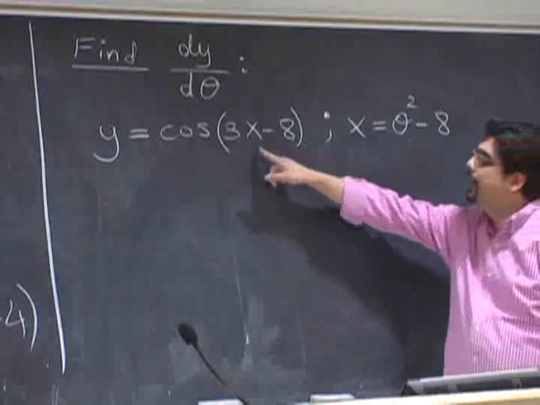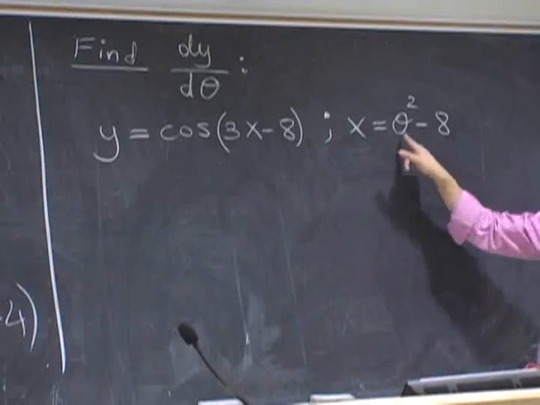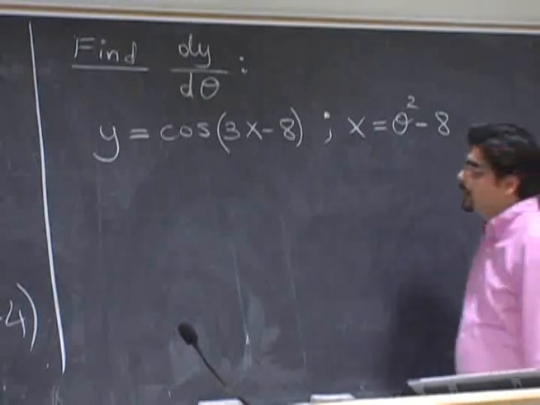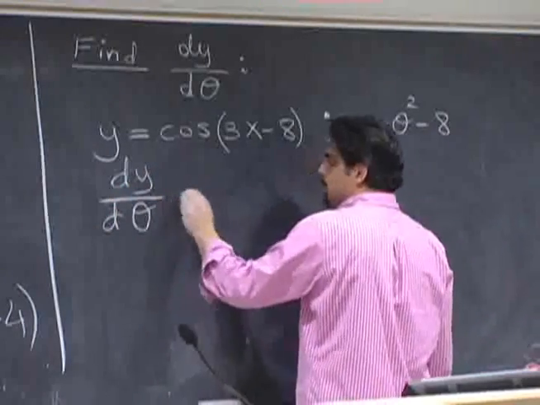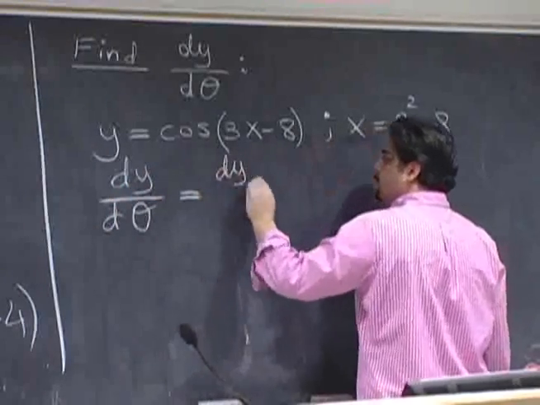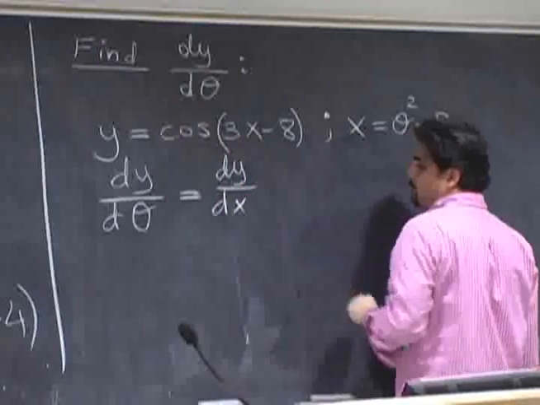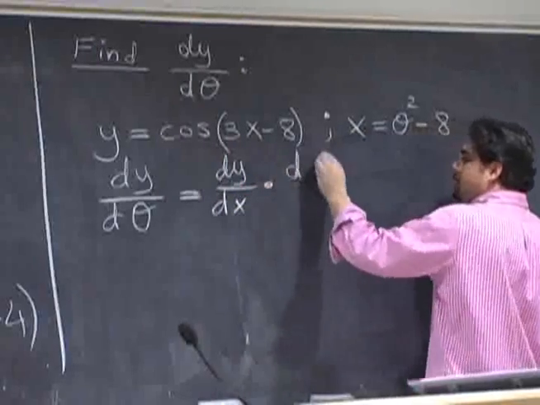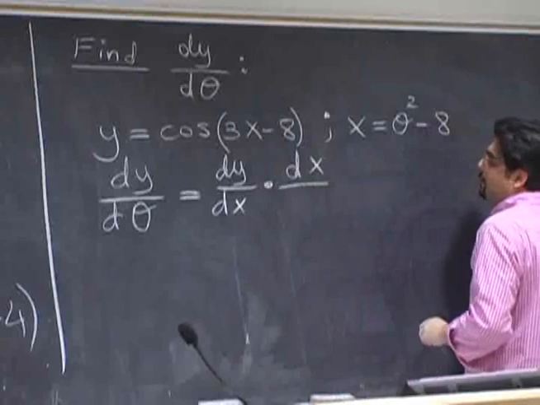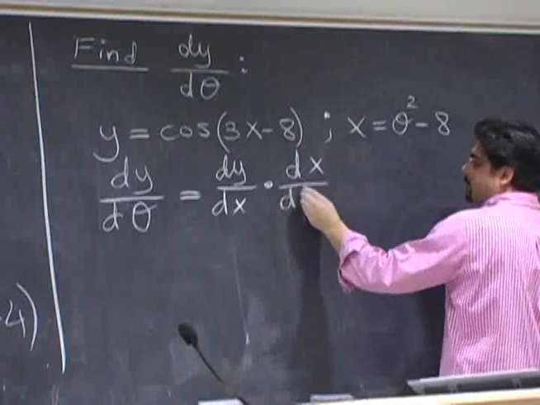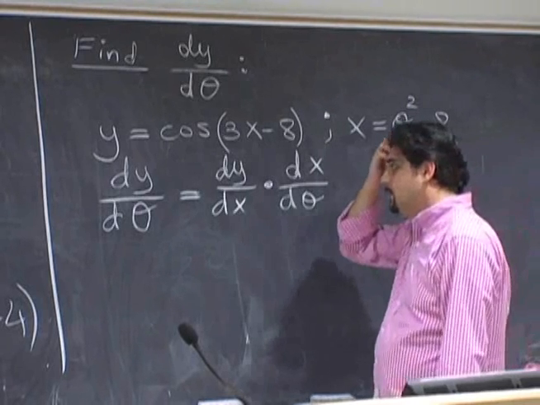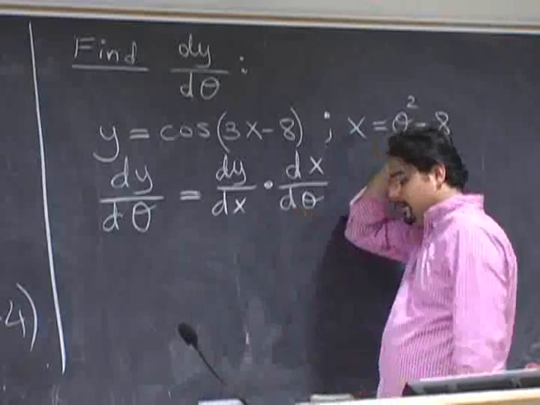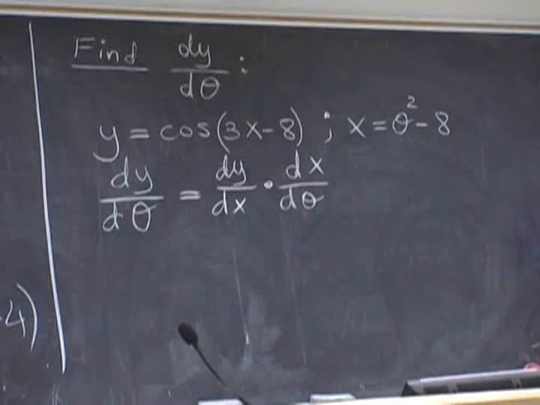Y depends on x, x depends on theta, so y ultimately depends on theta. And the relationship between all those derivatives, dy d theta, is dy with respect to its immediate variable times the rate of change of that variable with respect to theta. And the different ways I'm explaining, or I'm referring to these terms, are just different perspectives of the same thing.